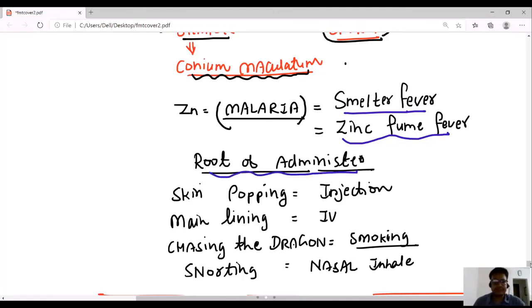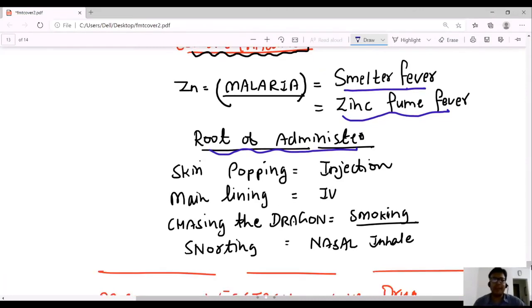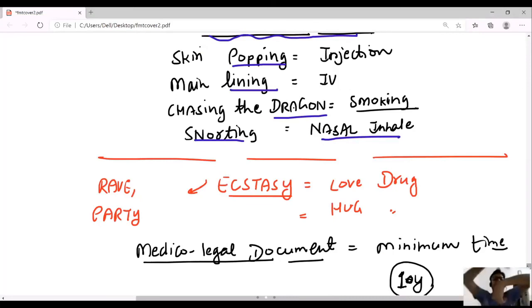Now, Dr., route of administration. Through which routes do we administer drugs? Skin popping: if we are giving an injection of the drug, that is skin popping. Mainlining is IV injection. Smoking is chasing the dragon. Snorting is nasal inhalation. What was the inhalation method that was given in the option?